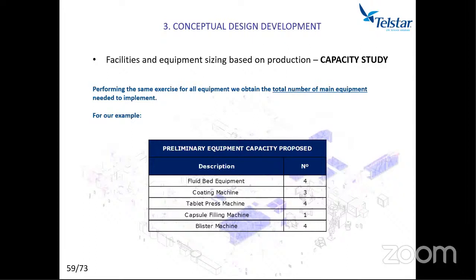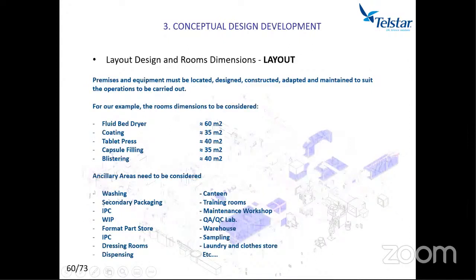Finally, what we get is that we need 4 fluid bed dryers, 3 coating machines, 4 tablet press machines. This is the calculation done according to the different types of equipment and capacity needed: 1 capsule filling machine and 4 blister lines. Okay, our experience makes us know that this is the surface that you need. And we also need some ancillary areas.